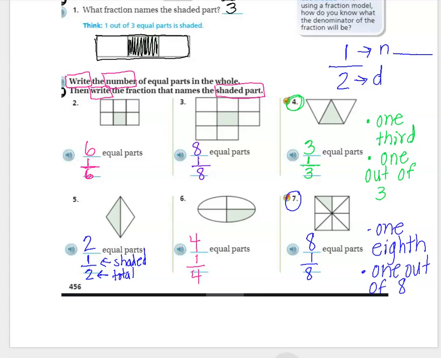Now practice reading this fraction. See if you can practice reading that. If you said 1/4, you are correct.